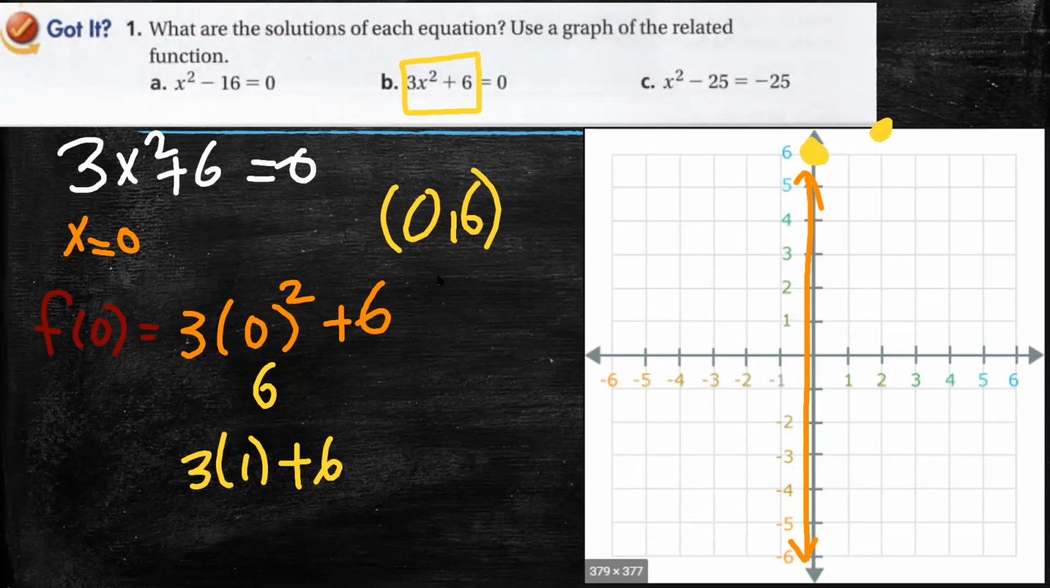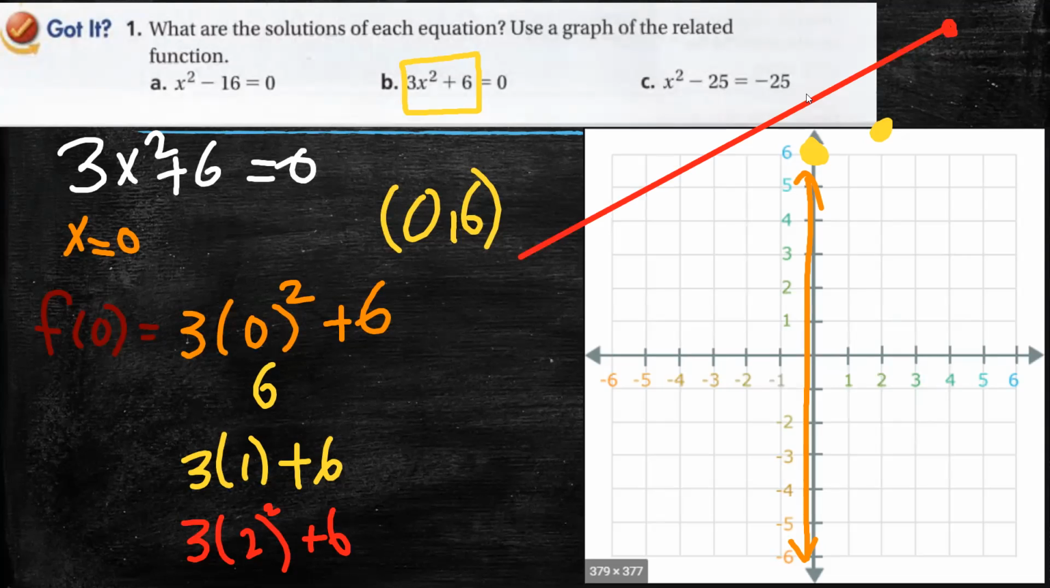Let's choose another point, like point 2 as an example. 3 times 2 squared plus 6. 2 squared is 4, times 3 is 12, plus 6, 18. So it will be up here. Then if you connect between them now, you will make this U-curve.